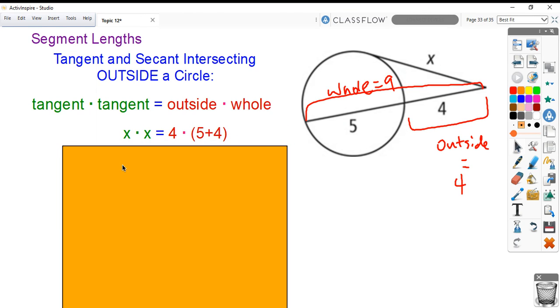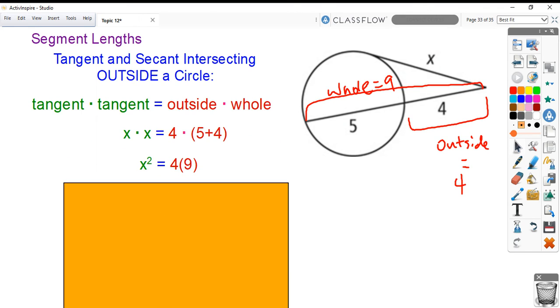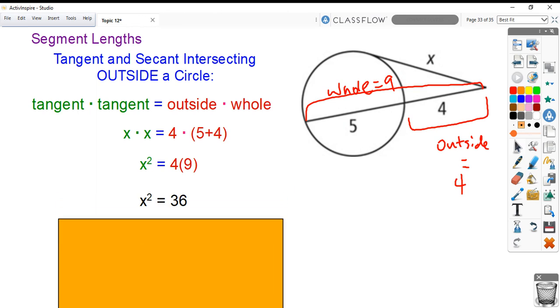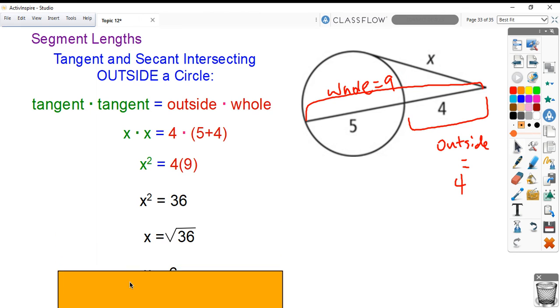So tangent times tangent in this example is just x times x. Outside times whole becomes 4 times 9. So x squared equals 36. Not the hardest equation we've ever solved, is it? Because if you just take the square root, we can figure out that x equals 6.